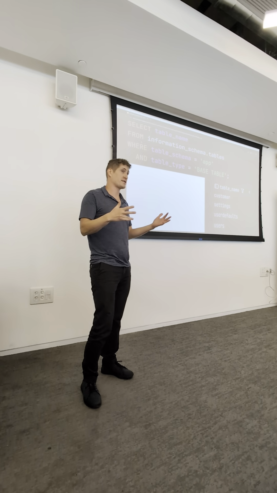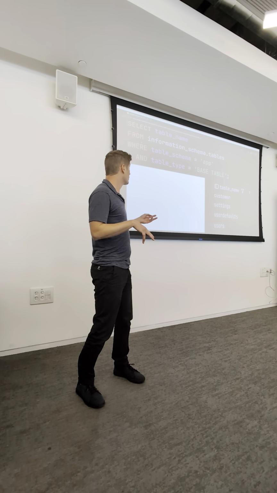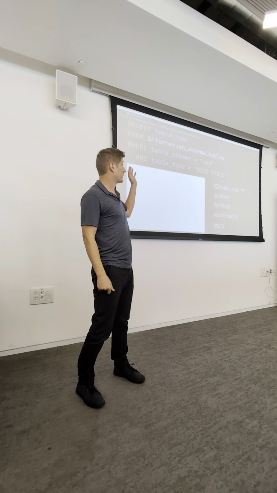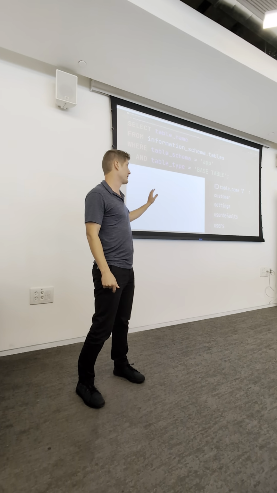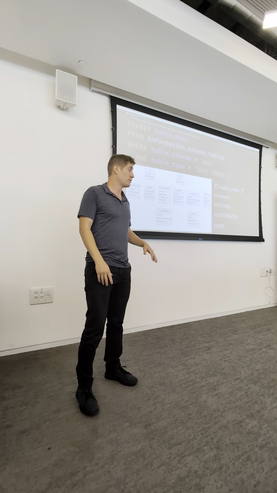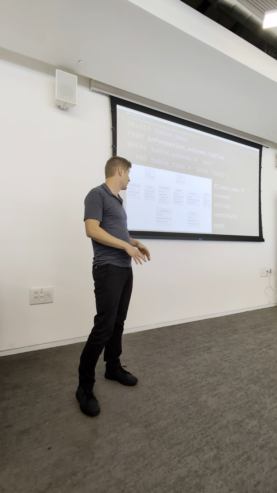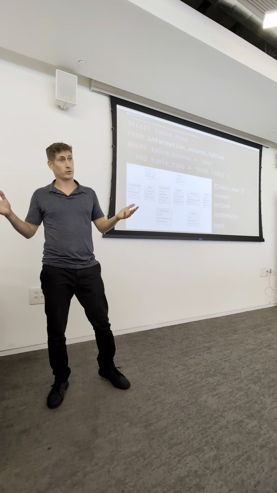In the first step, we will start to build the nodes of the graph. So using the information schema, we can get a list of all the tables in the database. And we will build a node for each one of those tables. So now we have a graph without any edges.